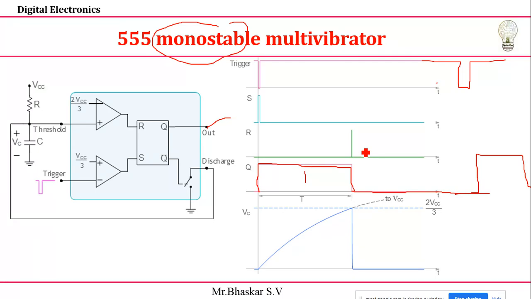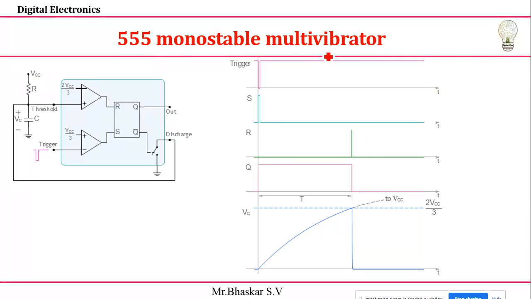Is it clear about this? So these are the only terminals we have. One is the threshold, another is the trigger, another is the discharge, and the next is the output. So these terminals only we have. Let's move on to that. What are the terminals we have and what is the IC diagram of that?